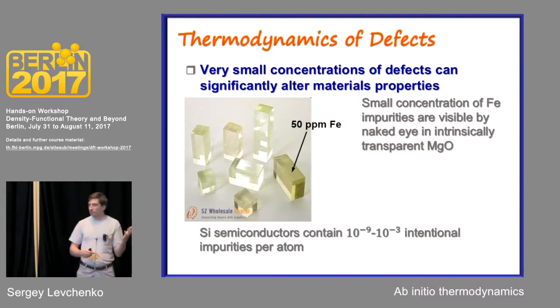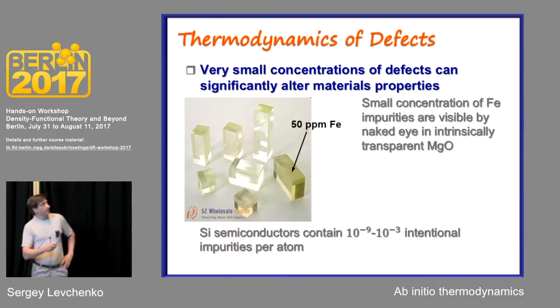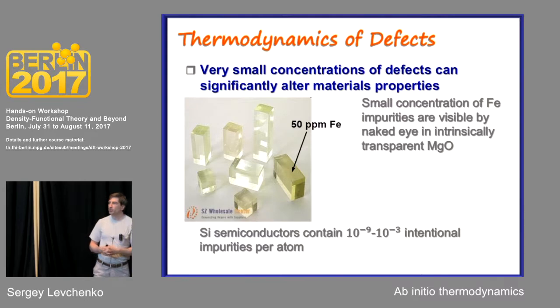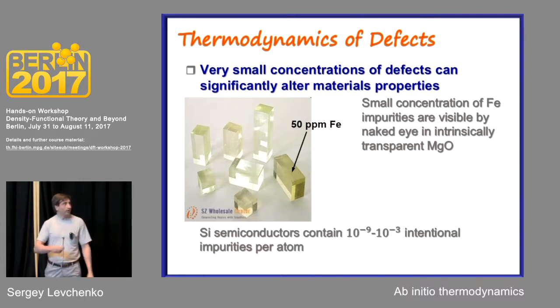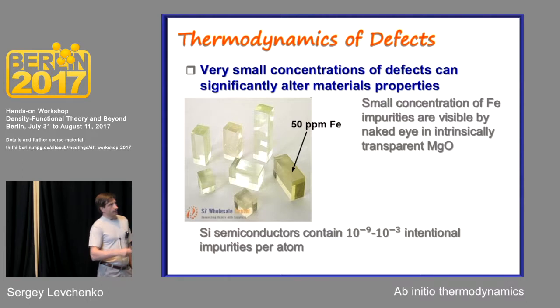And actually what you see by naked eye there is the ppm level of iron. So there is 1 part per million of iron, and you can see it with naked eye because it's so optically active. So in general, very small concentrations of defects can significantly modify materials' properties. The very famous example is, of course, silicon semiconductors, where currently the intentional impurities are 1 per billion atoms, which are used in electronics.